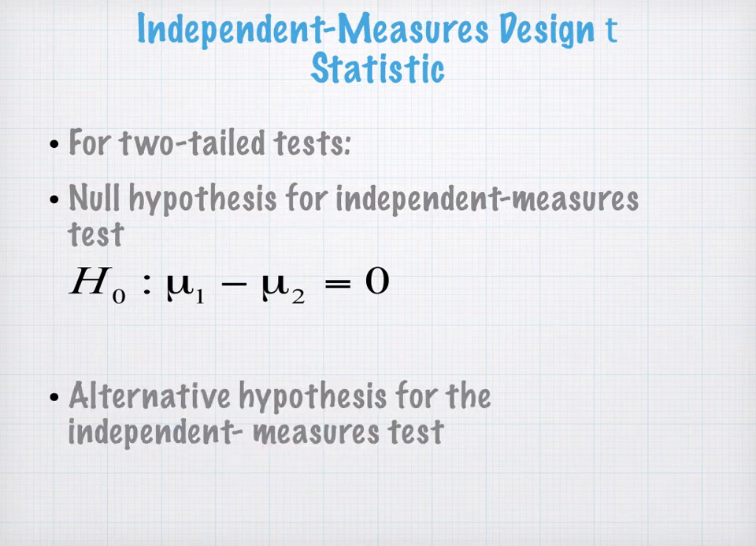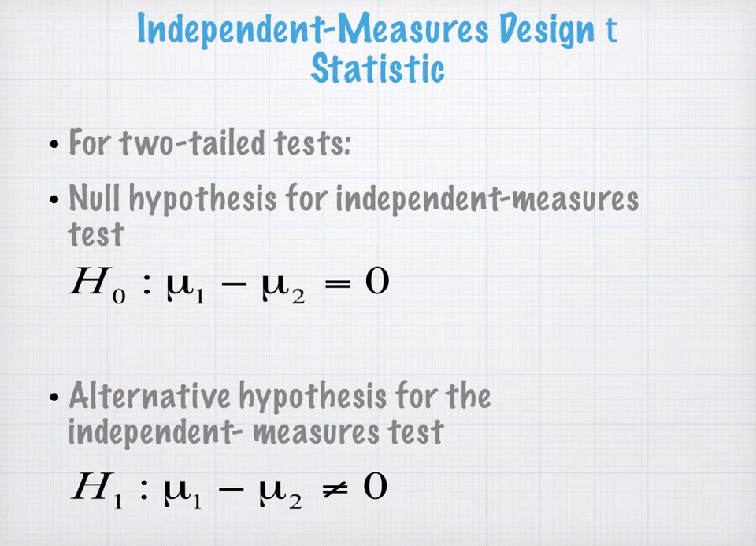The alternative hypothesis is that there is a difference. They're not equal to 0. And this is again for a two-tailed test. We're talking about there being a difference, not equal to 0. Again, you could write that out as mu1 is not equal to mu2. That would be acceptable as well.